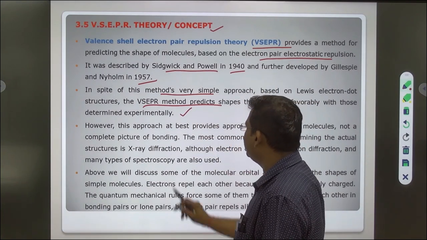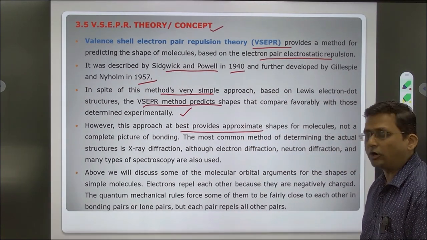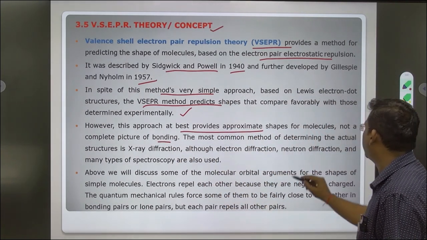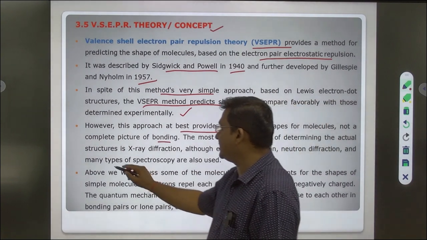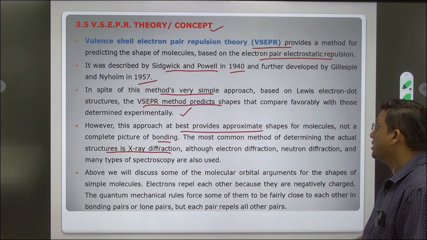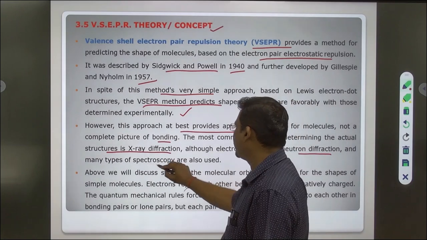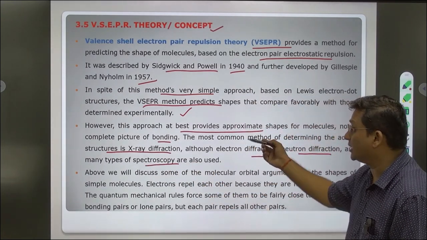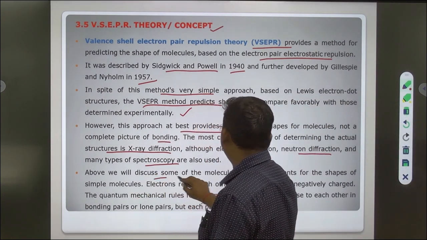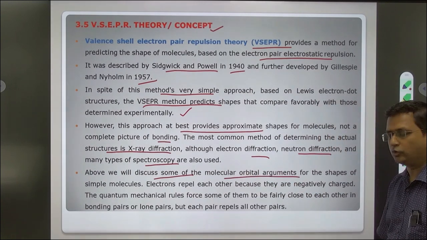However, this approach at best provides the approximate shape of the molecule, not a complete picture of bonding. The most common method to determine the actual structure is X-ray diffraction. Although electron diffraction, neutron diffraction and many types of spectroscopy are also used to determine the structure of the molecule. However, we will discuss the molecular orbital arrangement for the shape of simple molecules.